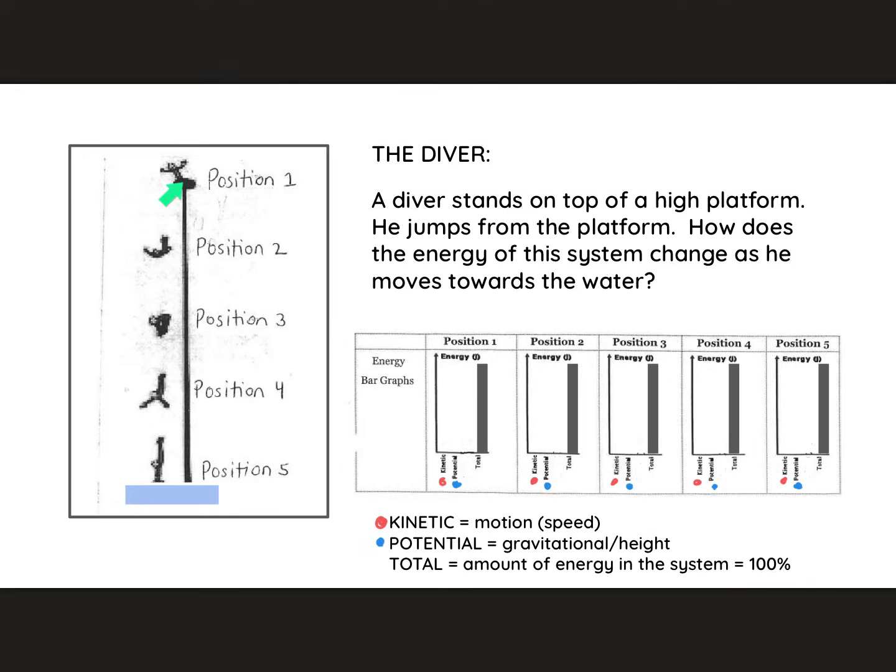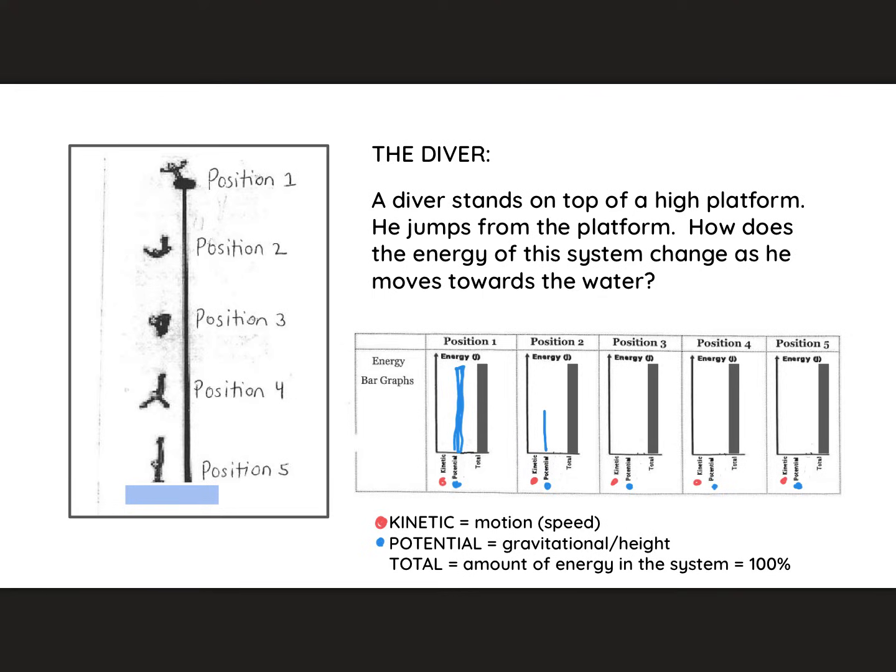Let's take the diver at position number 1. At position number 1, the diver is not moving, and therefore the diver has 100% gravitational potential energy. So we're going to go ahead and draw this graph with a line that matches the same height as the total. Now, at position number 2, we see that the gravitational potential energy has decreased because he's not at the top now, and he has some speed.